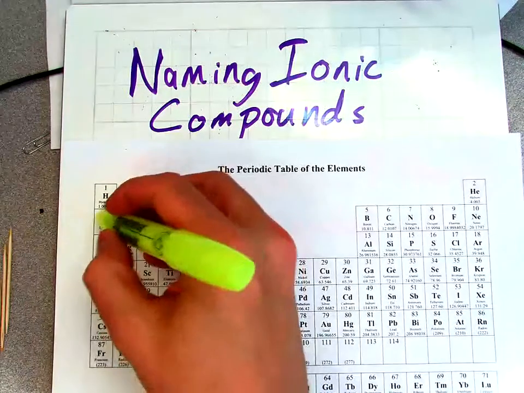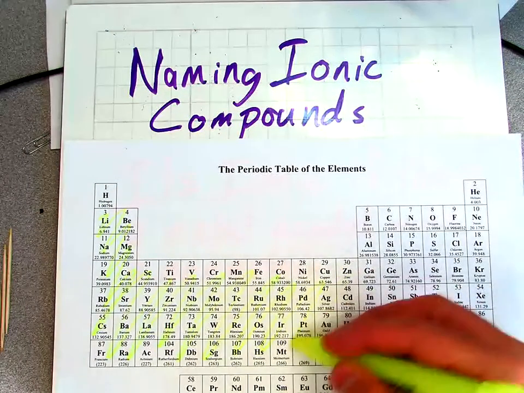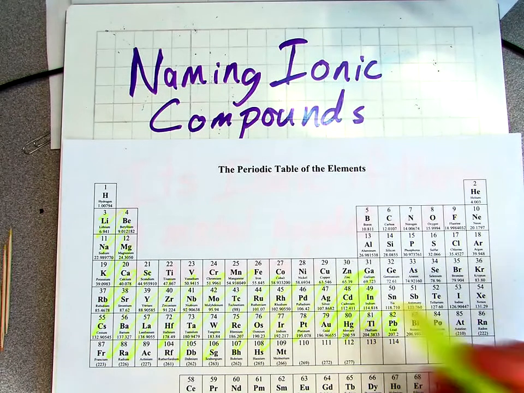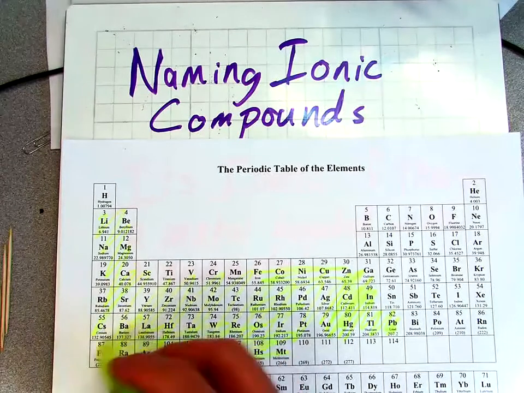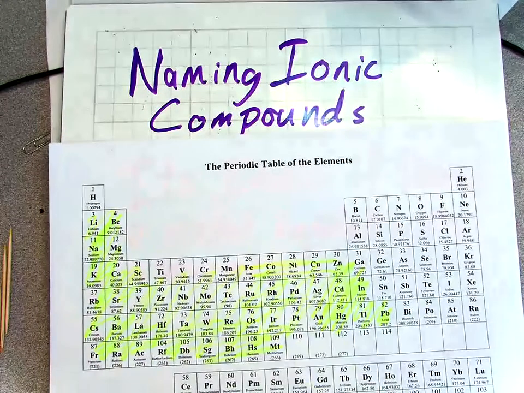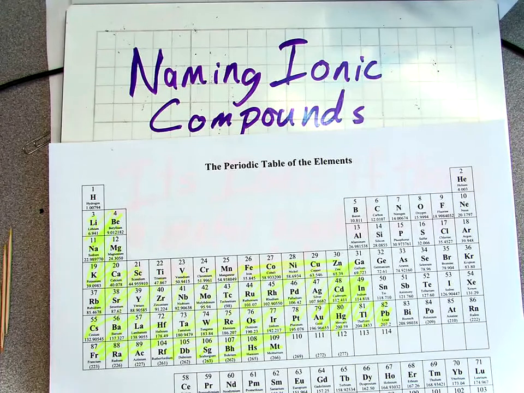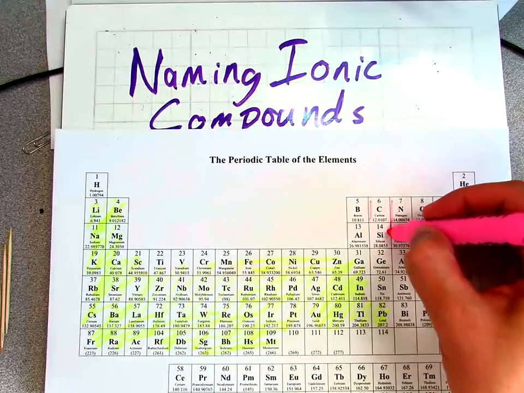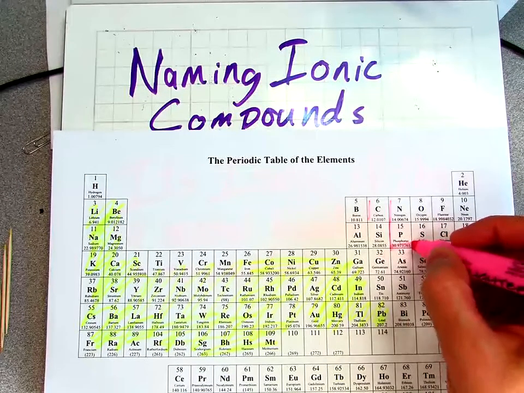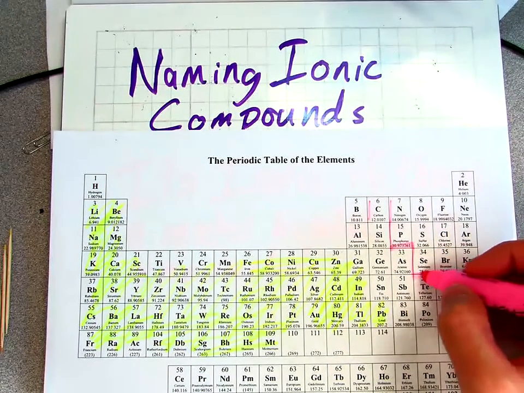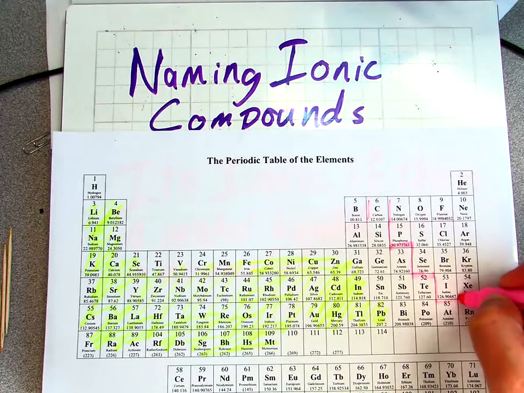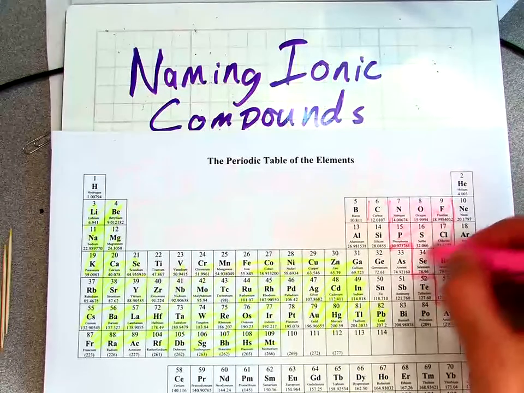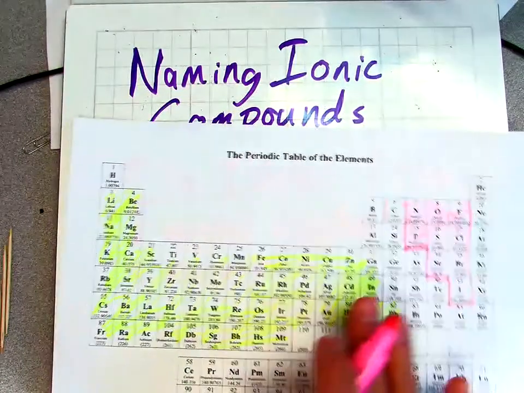So everything over here is going to be a metal. All of these metals, most of the periodic table is a metal. When we talk about non-metals, non-metals are only this little corner up here. So we're really only doing nitrogen, phosphorus, oxygen, sulfur, selenium, fluorine, chlorine, bromine, and iodine. So we're going to have one of these 9 bonded with one of the rest.